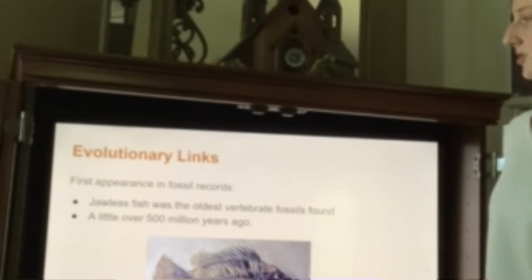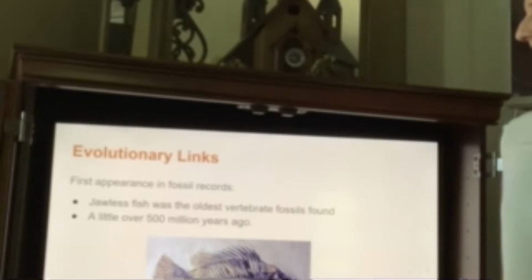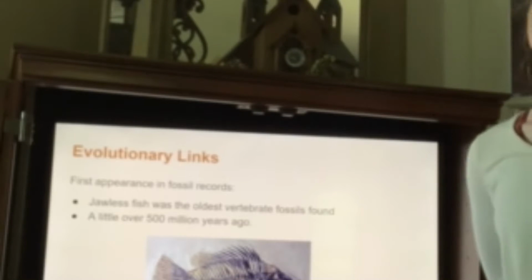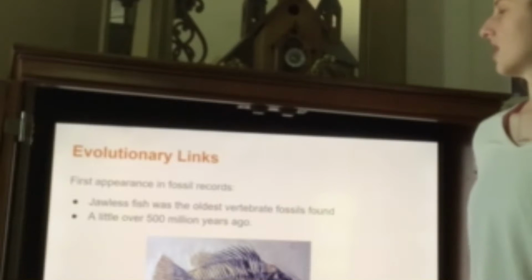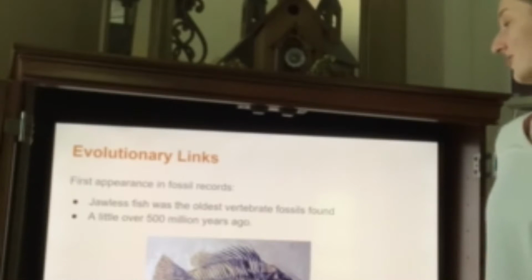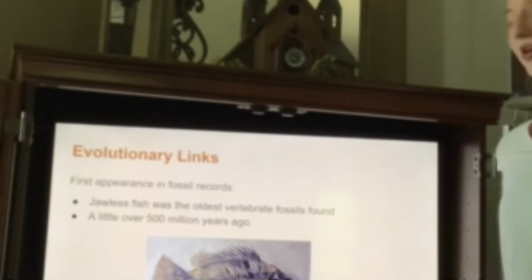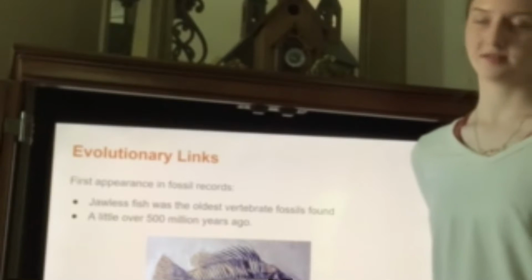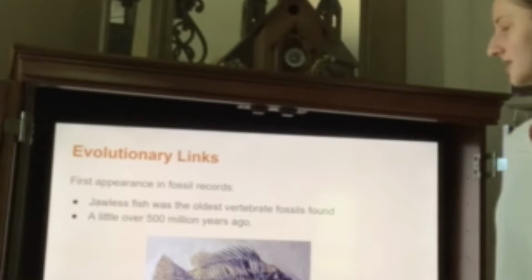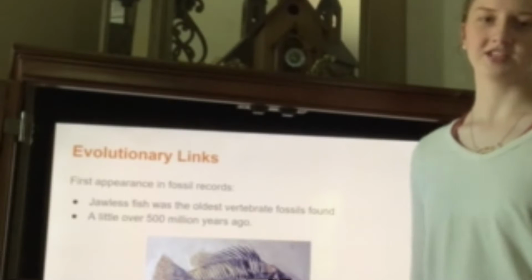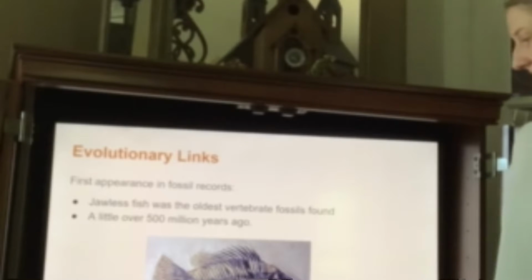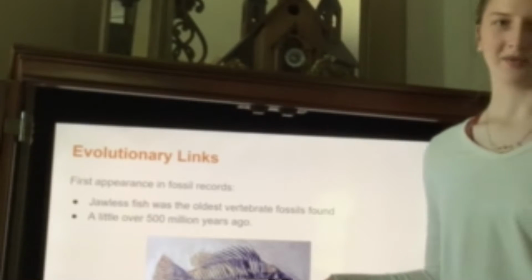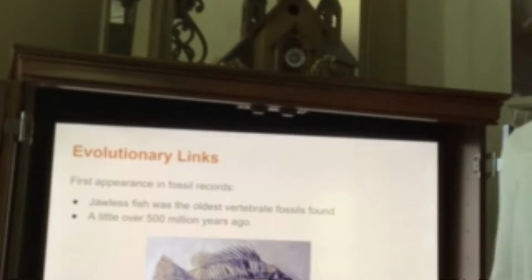Next we have the evolutionary link. The first appearance in the fossil record was the jawless fish, which were the oldest vertebrate fossils found. They were found a little over 500 million years ago. This is not an exact picture of the fish that was found, but it would look very similar, with all the different bone structures.